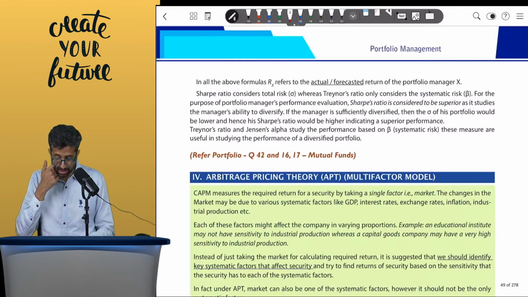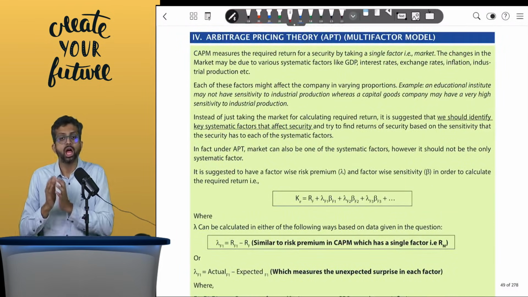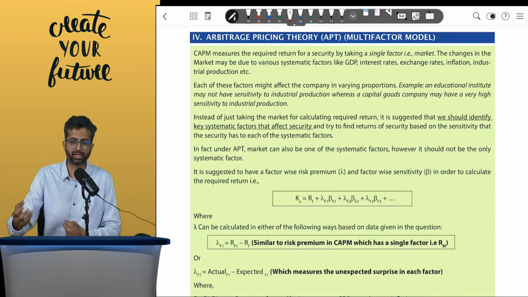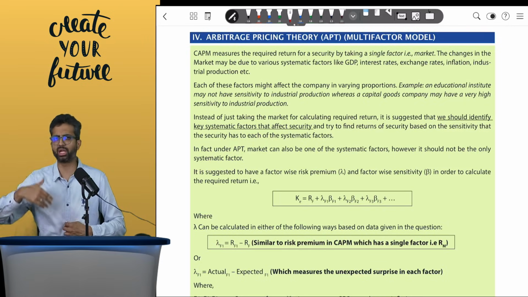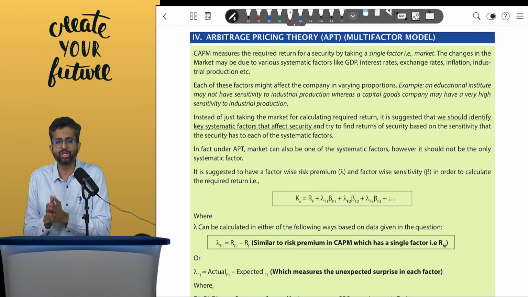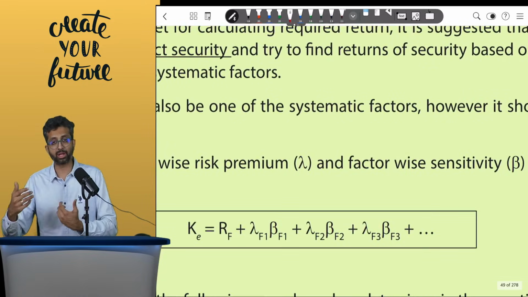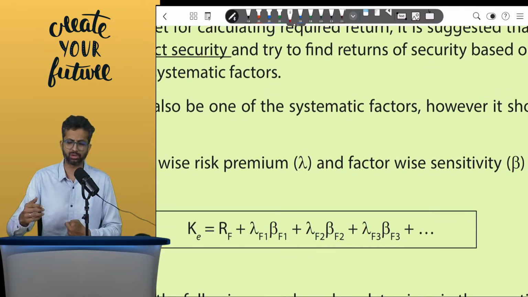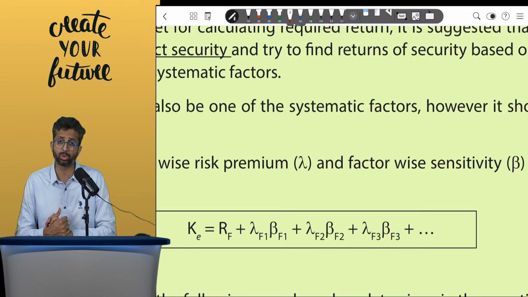Okay, next you will look at something called arbitrage pricing theory or the multi-factor model, where instead of a single factor, that is the market, you look at multiple factors. That can be inflation, interest rates, GDP, etc. And your return will be based on K is equal to Rf plus lambda, that is the risk premium of factor 1, into beta of factor 1, plus lambda of factor 2 into beta of factor 2, and so on, depending on the number of factors you have.